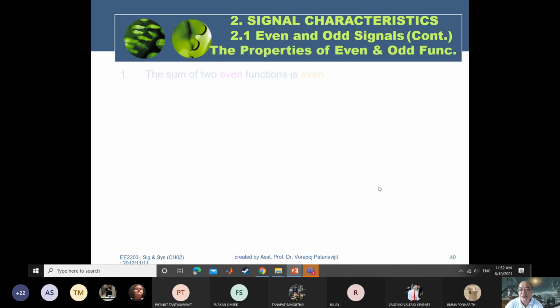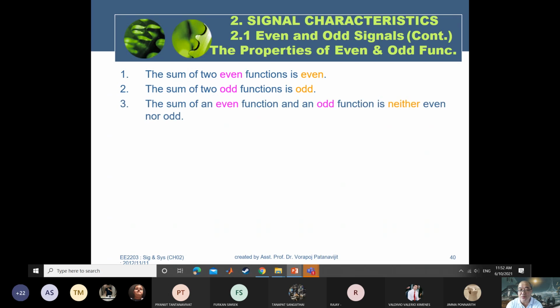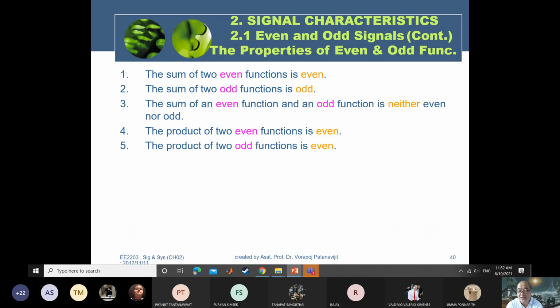Okay, and the next one is the property of the even part and the odd part of the signal. The sum of two even functions is even, and the sum of two odd functions is odd. The sum of an even function and an odd function is neither even nor odd. The product of two even functions is even, and the product of two odd functions is even too. And the last one, the product of an even and an odd function is odd.